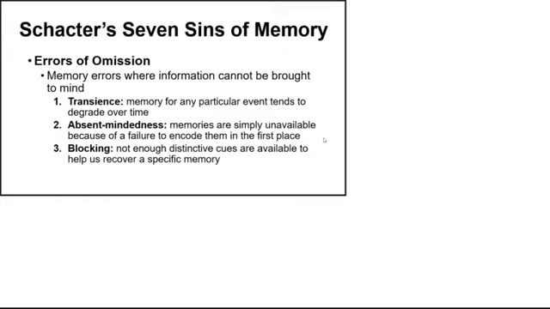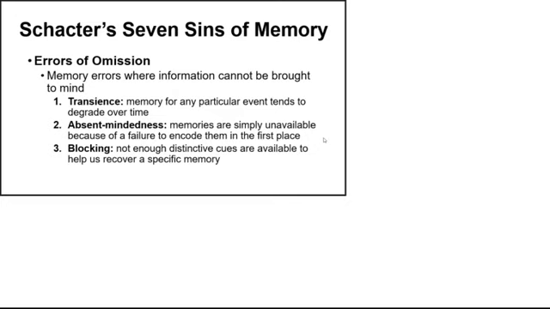And then blocking is the fact that there are not enough distinctive cues available to help us recover a specific memory. A lot of the time we're stuck in a state where our memory is blocked because we need something to jog our memory to get that information. Somebody asks you who an actor is, and then they check it on their phone, and you say, "Don't tell me. I want to get there myself." And eventually, you ask for the first letter of their name, and they give it, and then you know exactly who they're talking about. That would be overcoming blocking using a cue.